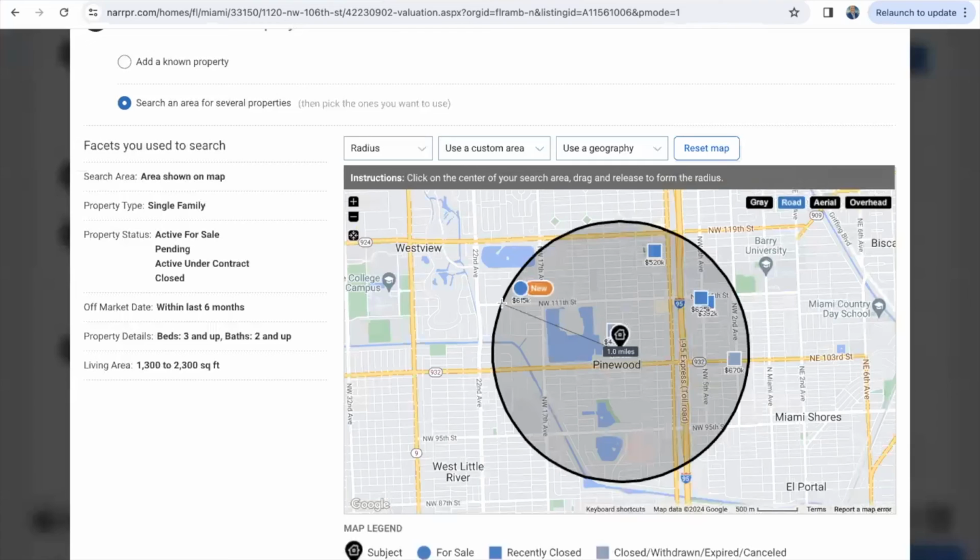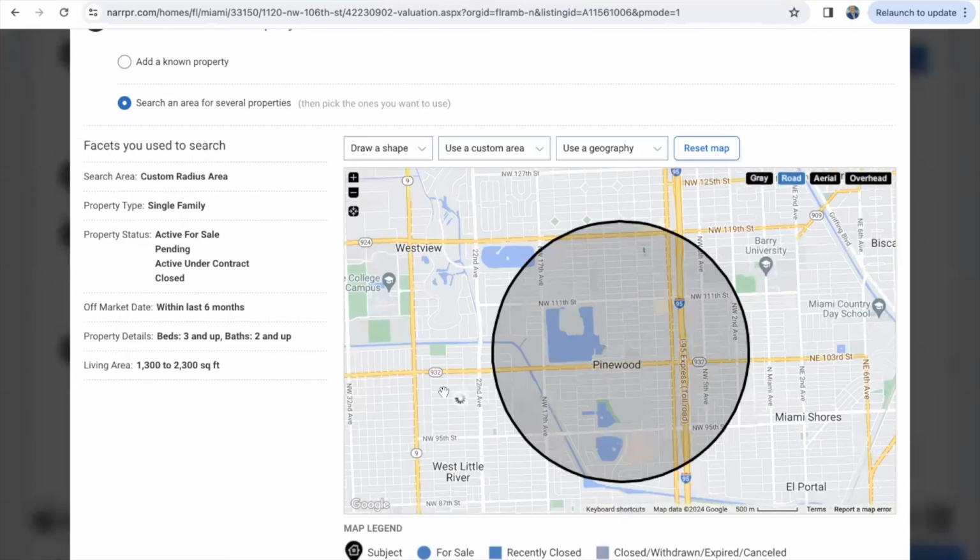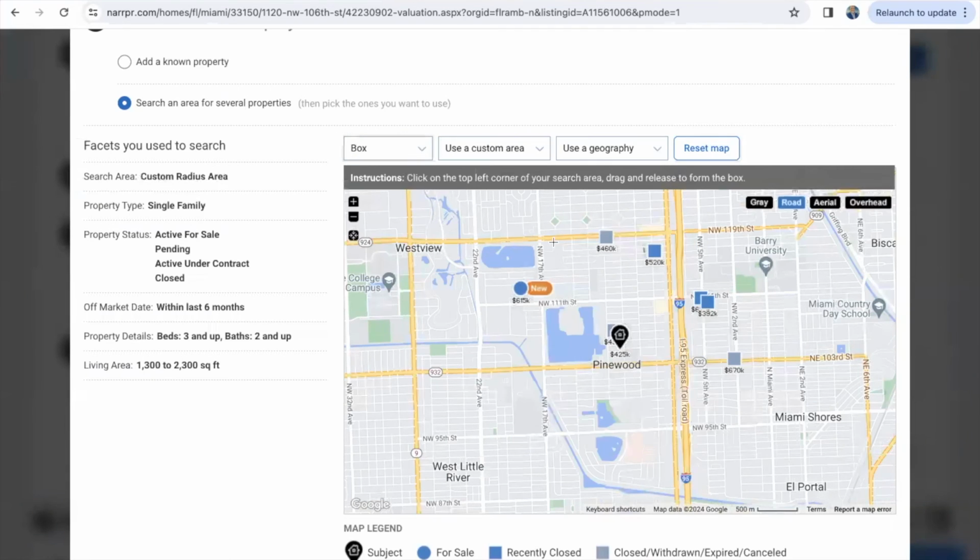Here's something, guys. I'm going to go ahead and include all of these. Search in this area. Properties on the other side of I-95 may be worth more or less than the properties on this side. So you have to know the area. You have to know that this over here is Miami Shores, while this over here is not Miami Shores. So maybe I shouldn't include these. Maybe I should stay with these over here. So in that case, I'm just going to draw a box like this, and we're going to include those.